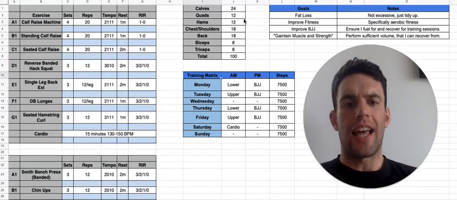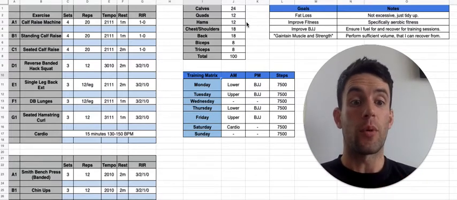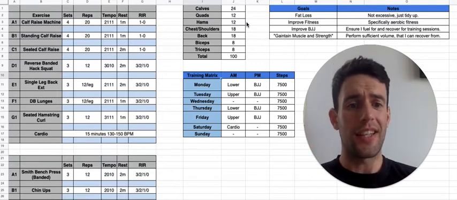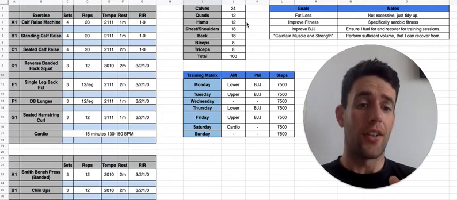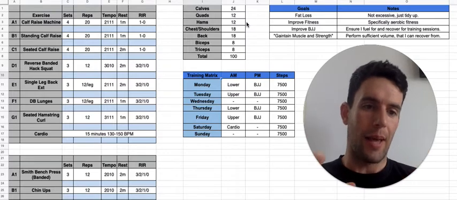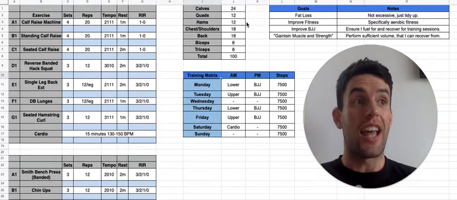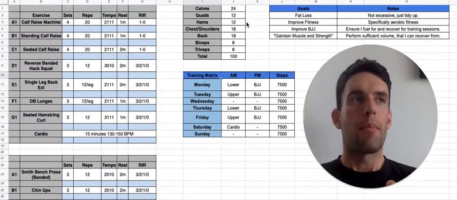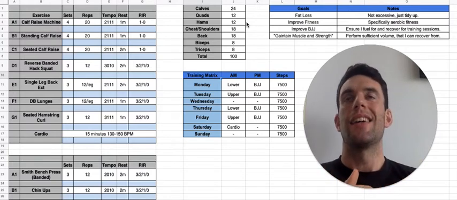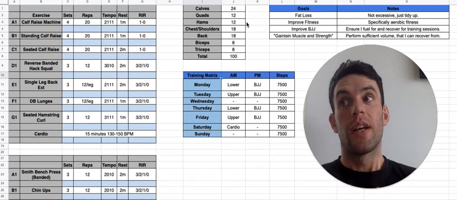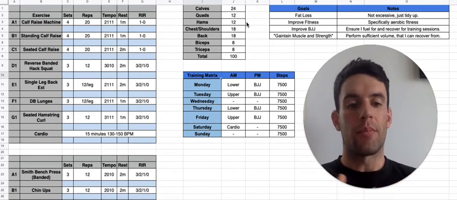Then for quads and hamstrings, I'm basically doing 12 sets per week. And that's split between 6 on the Monday and 6 on the Thursday for quads and hamstrings respectively. So for me, that's a level where I can still see some progress, but it's not exactly really pushing the boat out in terms of being overly demanding on my recovery, right?